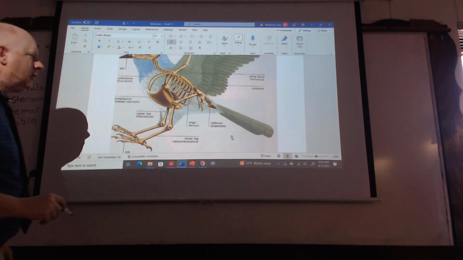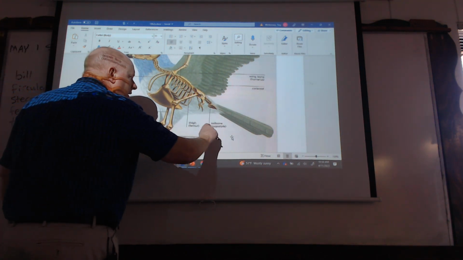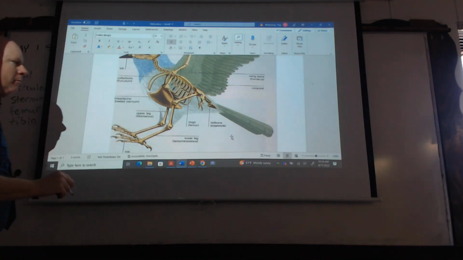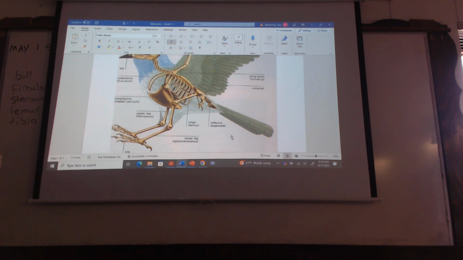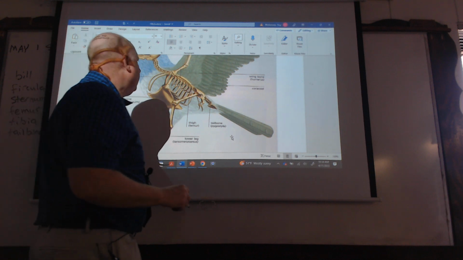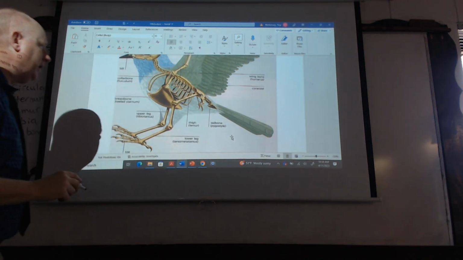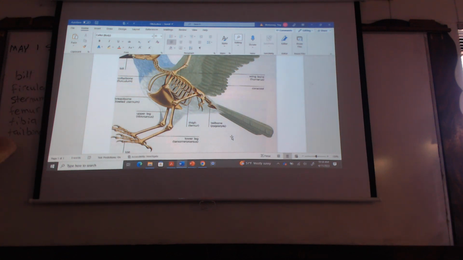Okay, then we have this pygostyle, I believe it's tailbone, but we want to go by, yeah, we can just go by tailbone. That's fine. Tailbone. Okay. Then this structure right here, coracoid. Certainly want to do that.